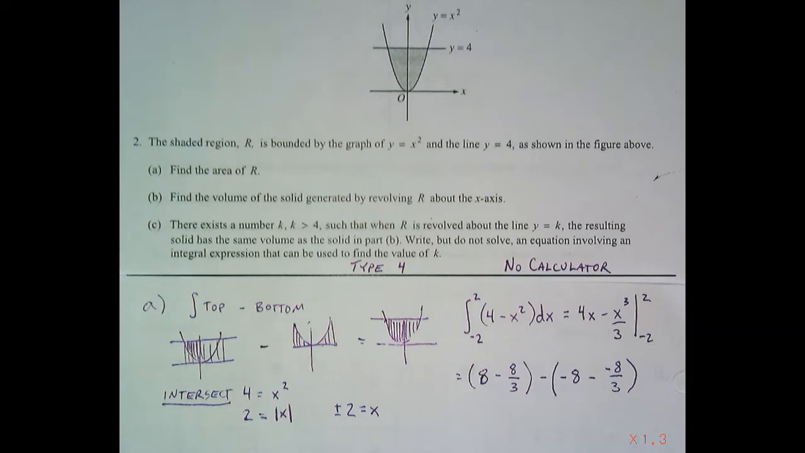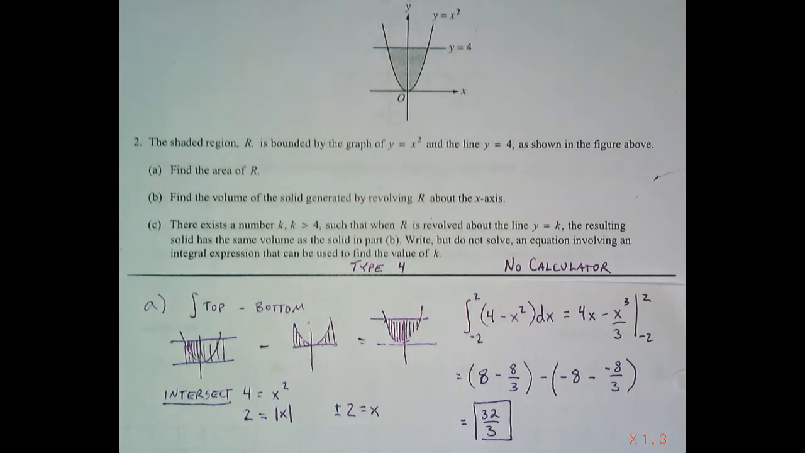However, for the sake of the video, I'll go ahead and simplify this out. The 8 and 8 combine, and the 8/3 comes together, and we get a total of 32/3. So the area enclosed is 32/3.